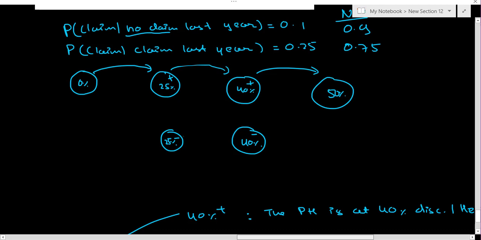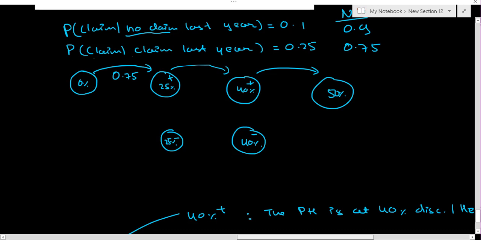That means you move from 40% plus or minus to 25% minus, because that would indicate that you are at 25% level of discount and you had made a claim last year. So that's how it functions. From 0% you can only go up to 25% plus, which would indicate that you are at 25% discount now and you did not make a claim last year. So this probability would be 0.75, because if you are at 0% level of discount, it in itself implies that you had made a claim last year.